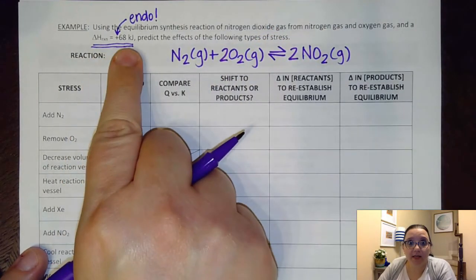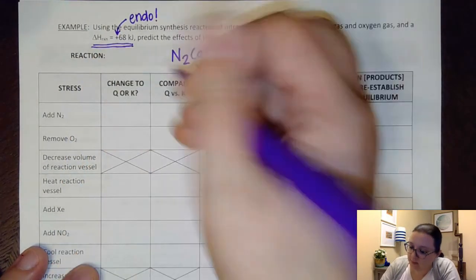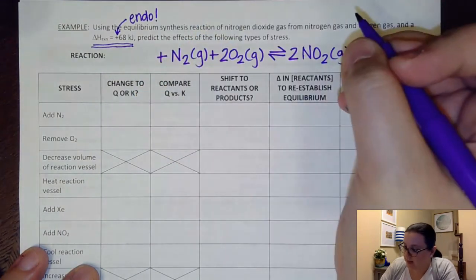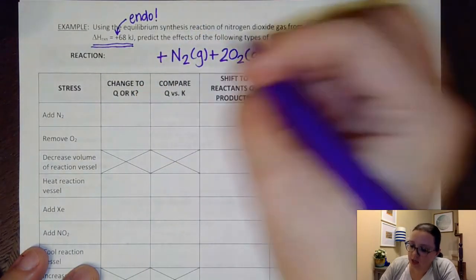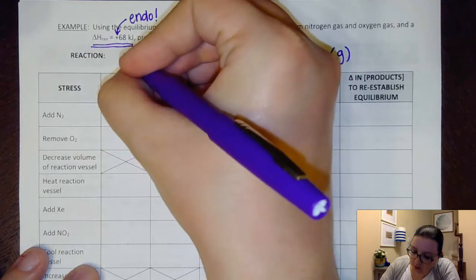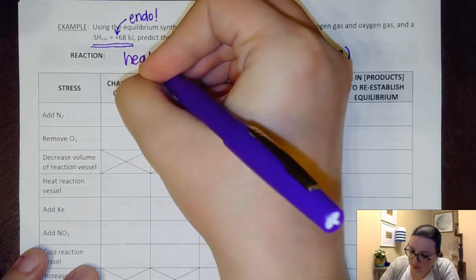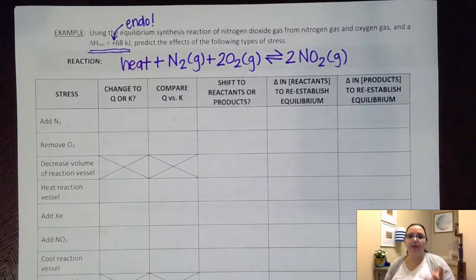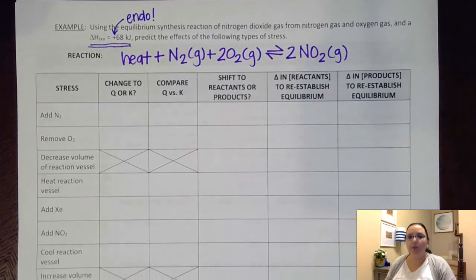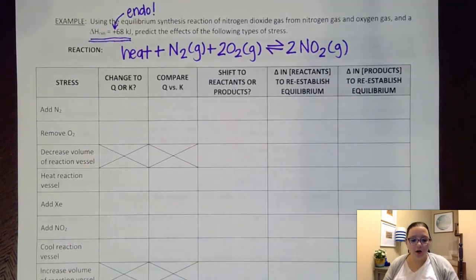Also, because we said this is endothermic, I'm going to go ahead and place my heat on my reactant side. That heat is entering. You can either put the 68 kilojoules here or you can just write heat. Totally up to you how you want to write that. We just need to place heat as being a reactant or product. So again, these columns here are kind of your talking points if you were doing an FRQ question.